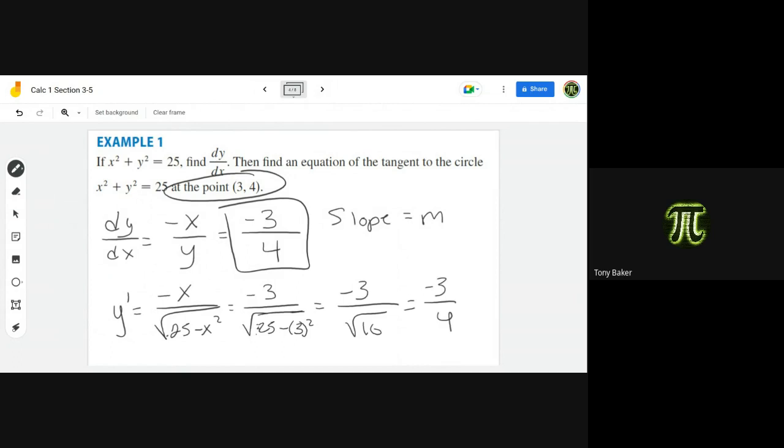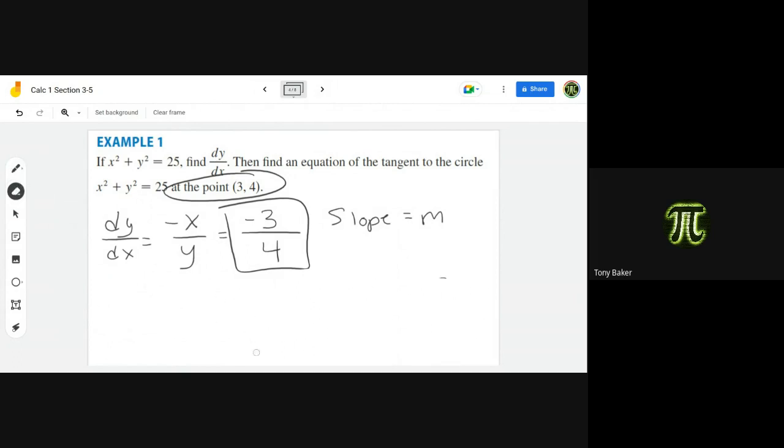All right. How do I find my equation of a tangent line? Well, I have my m. That's my slope. How do I find the equation of a line? Yeah. Or you can use, since we have a point, the point slope formula: y minus y1 equals m times x minus x1. You can do that too.